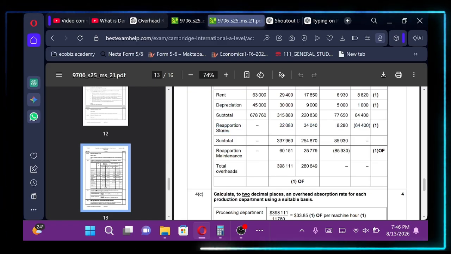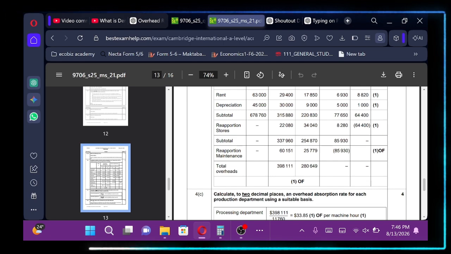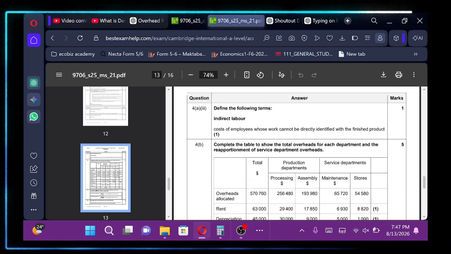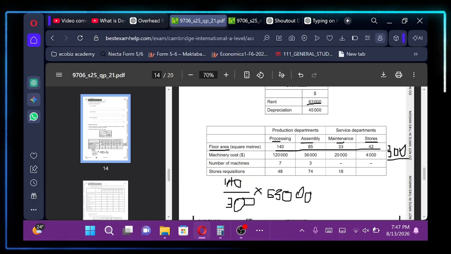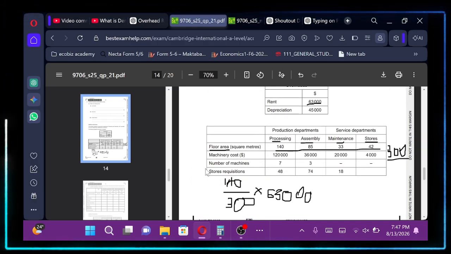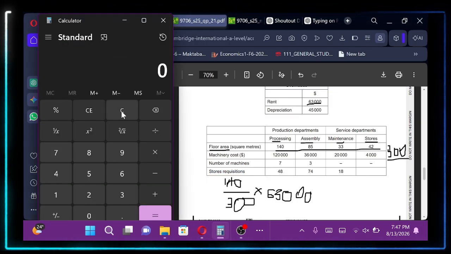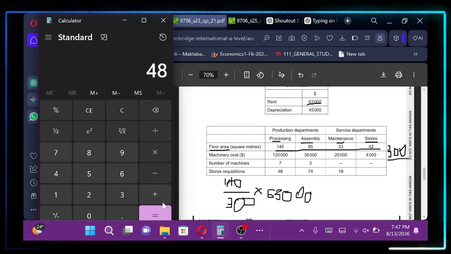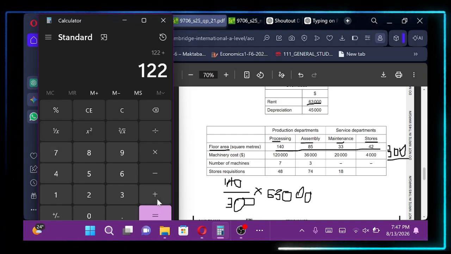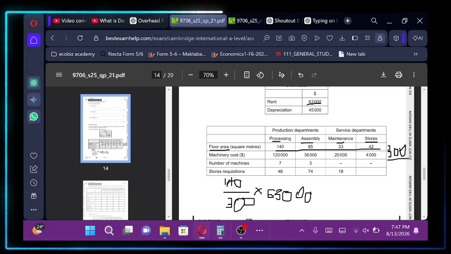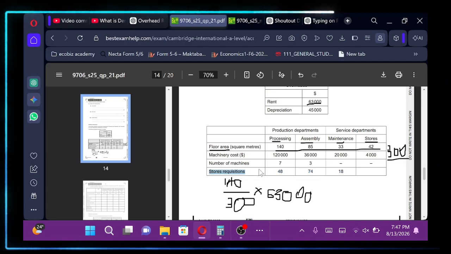So this is what we're going to do. We've got this amount. The way we do it is, first of all, we take the total of our store requisitions, this one. So we take 48, plus 74, plus 18. We get 140. So 140 is our total for stores requisitions.